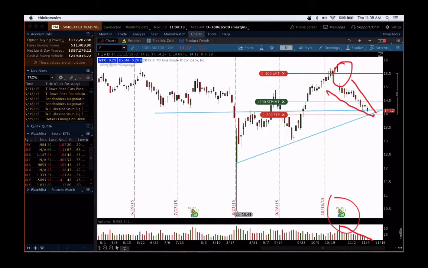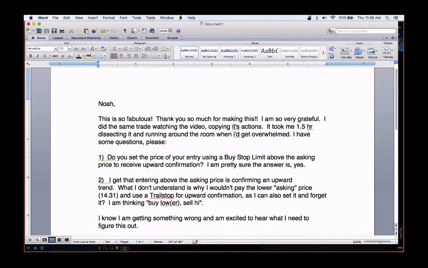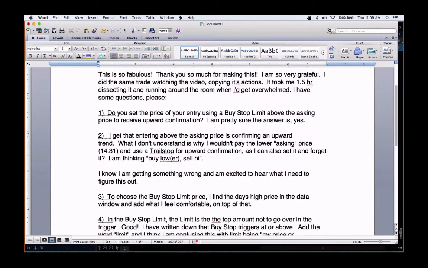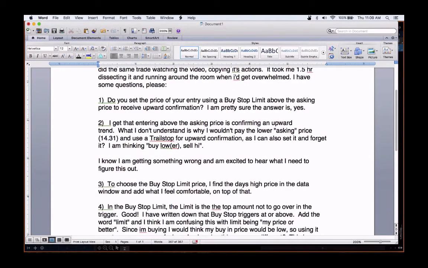The expectation is that we do get an upward movement in price, and so we structured a bracket order, which you can actually see here. So the bracket order, and the first question, let me go to the follow-up email real quick here, is: do we set the entry price using a buy stop limit above the asking price to receive upward confirmation? You're pretty sure the answer is yes. Well, yes, that absolutely is correct.